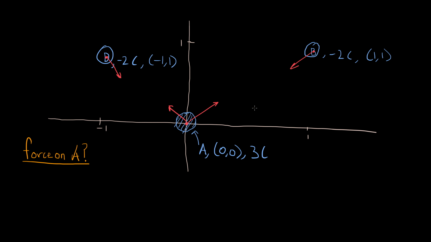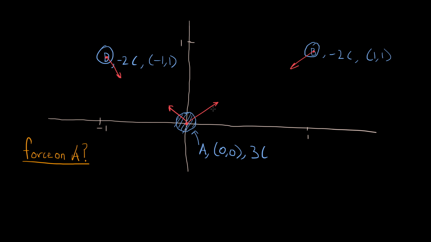Okay, so finding the force on A in this situation is not as easy as the last example we looked at, because we have these diagonal forces. They're not directly on the line. But there's no need to worry about that. We can just use sine and cosine to figure out the components of the electric force in both directions.